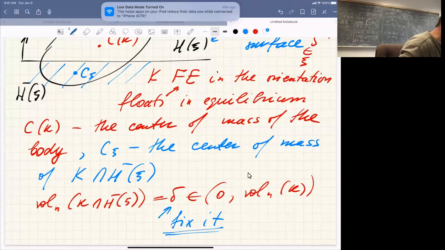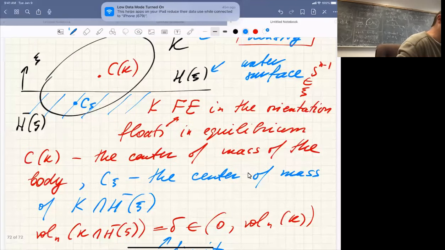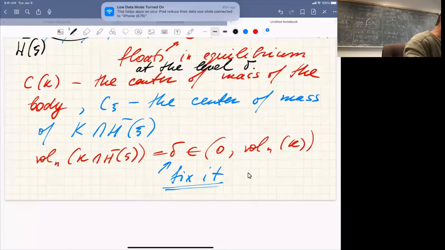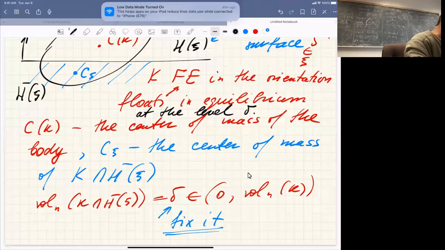So you submerged your body by delta, yes, and you took these 2 points. So strictly speaking, if I write that the body floats in equilibrium in the given orientation, I have to write here at the level delta, okay? When delta is like above. Okay, so I have these 2 points, C of K and C of Xi. Let me make again the same picture again, please.